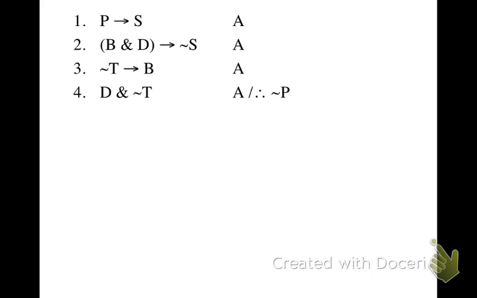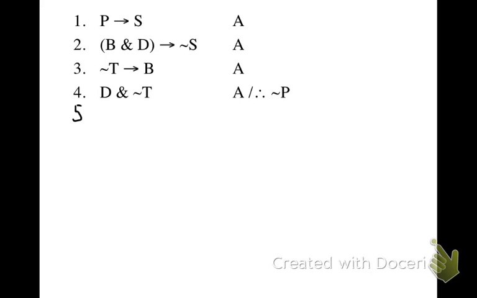So suppose we have the argument P arrow S, B and D arrow not S, not T arrow B, and D and not T as the premises. And then suppose our conclusion is not P. Well, we don't see any way to get not P directly, so we need to try to get it indirectly. So we're going to use the Reductio strategy.